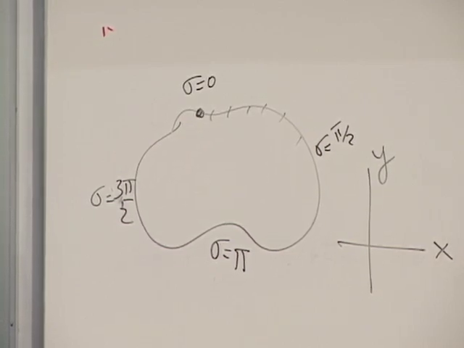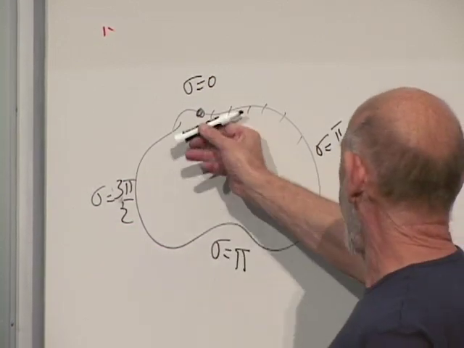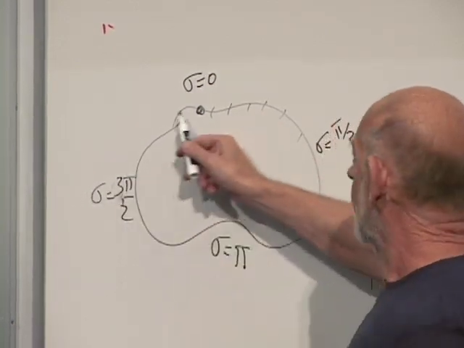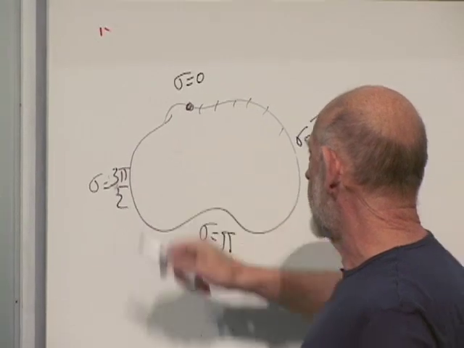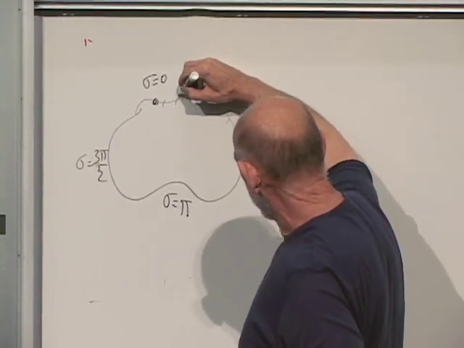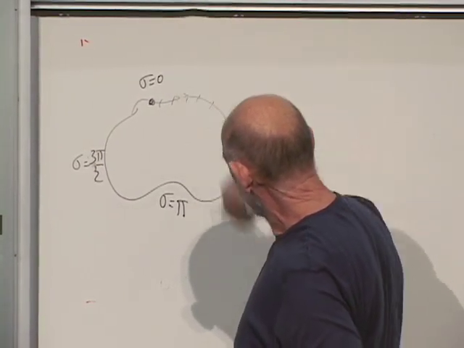There's a sense of a kind of arrow along the string which tells us which direction sigma is increasing, and it's this way. I'm running out of ink again.